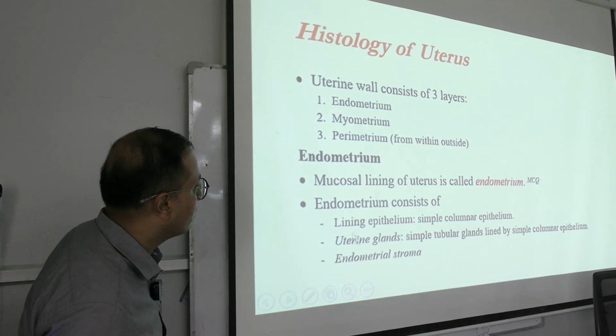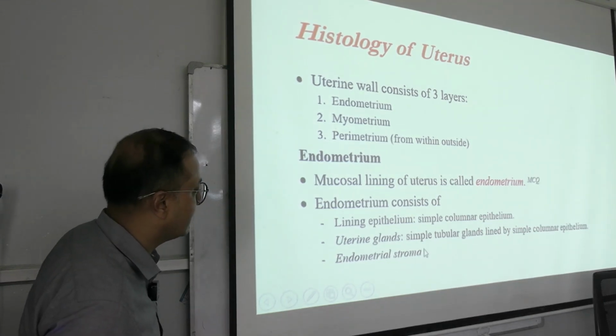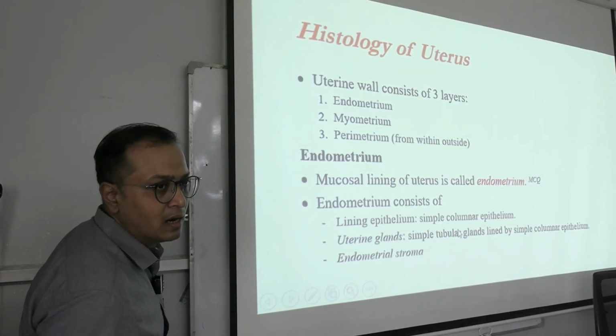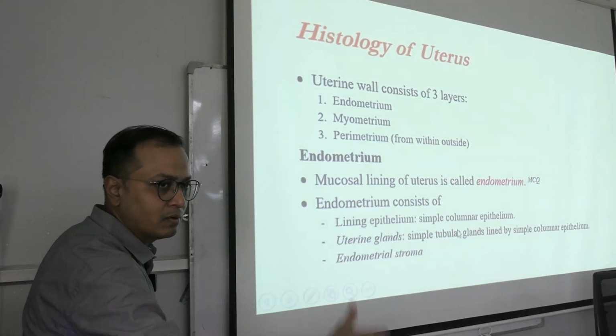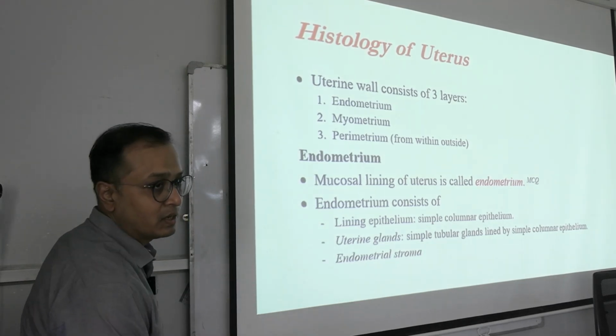So this innermost layer, the endometrium, contains two things. One is lining epithelium cells, and second, plenty of glands are there. We call these glands uterine glands. Depending on the stage of the uterus, these glands take different shapes.